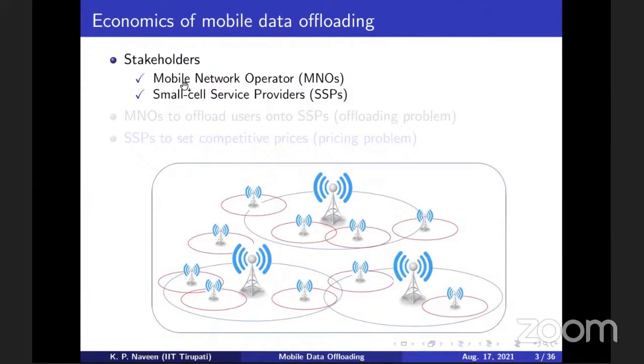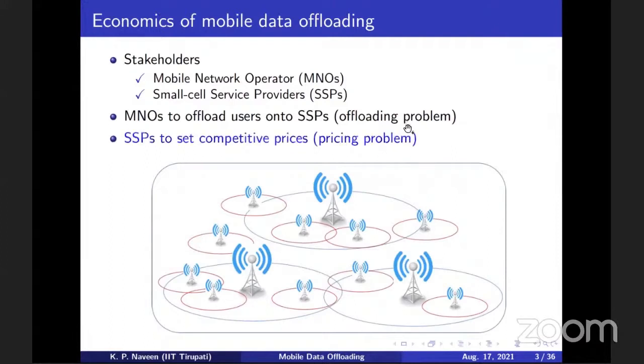Let me take you through what is involved here. The key stakeholders are the mobile network operators and the small cell service providers, all privately owned operators. Once we have a setup like this, the MNO has the option of offloading some of its users onto the SSP. This way the MNO can increase its capacity, or it can offer subscription to a larger number of users, and the user experience throughput is going to increase. So this is essentially the offloading problem.